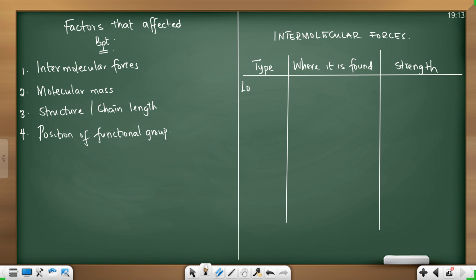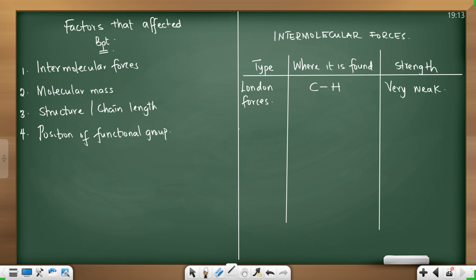Without wasting time, London forces, or what you call Van der Waals. We find London forces between carbon and hydrogen. Please take note. Anywhere I see carbon and hydrogen, it's a London force. Strength, very weak.